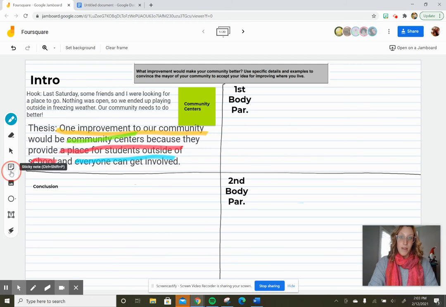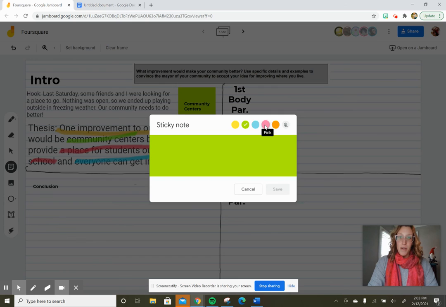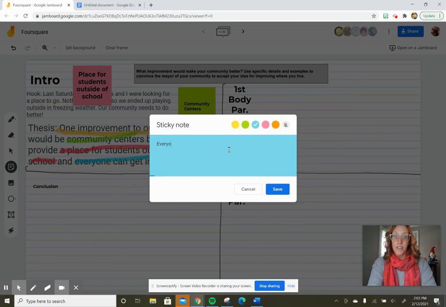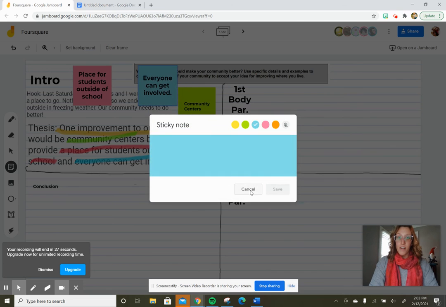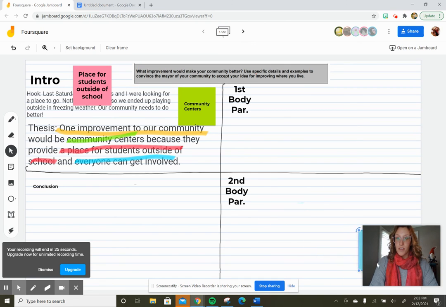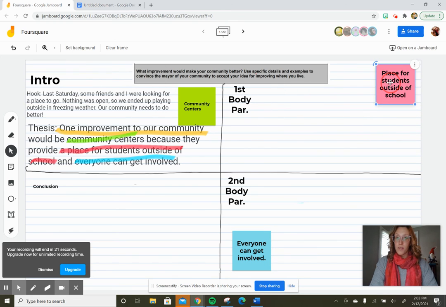My first body paragraph, I'm going to start by brainstorming about a place for students outside of school. So I'm going to put that main idea off to the side. And my second body paragraph is everyone can get involved. So I'm going to put those over in those boxes, and I'll continue on the next video.